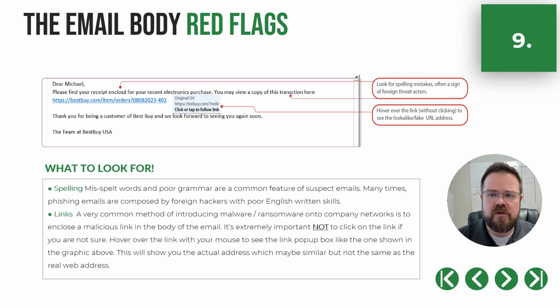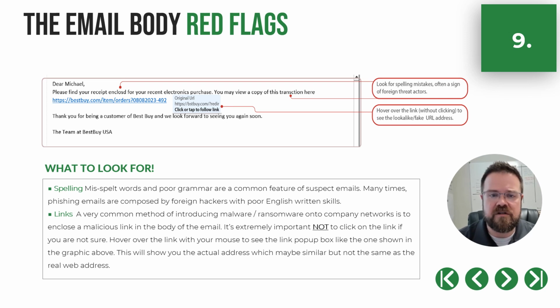What to look for inside of an email? Always look for misspelt words and poor grammar. These are definitely features of suspect emails. Many times phishing emails are composed by foreign actors with poor English and written skills.